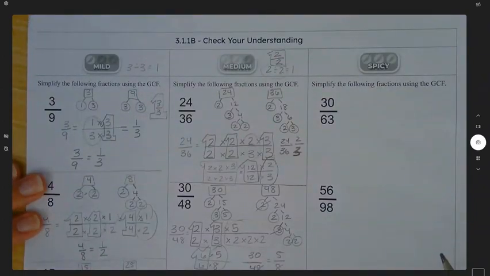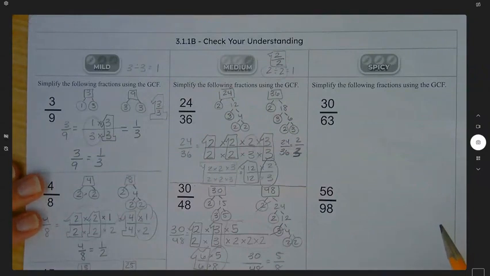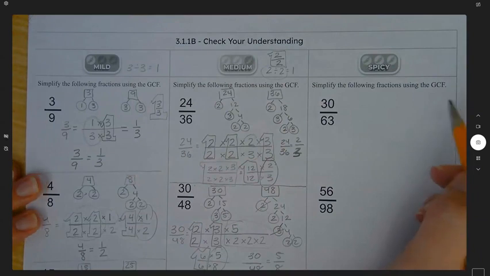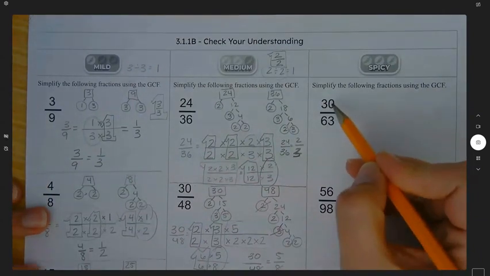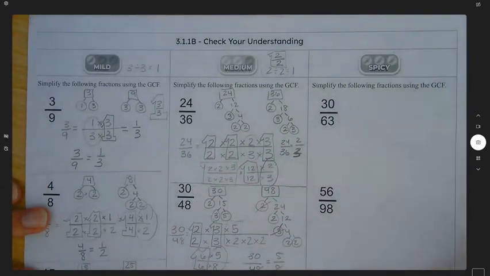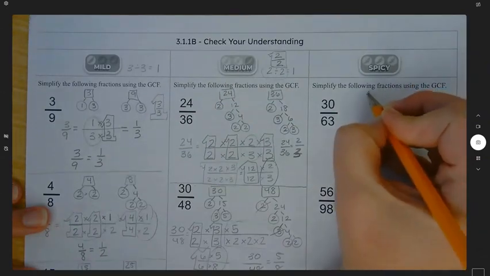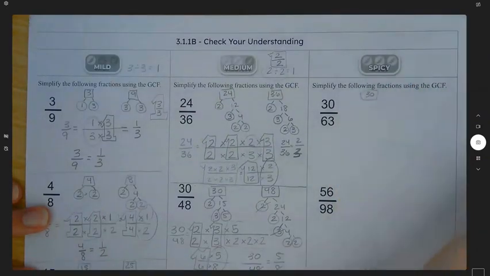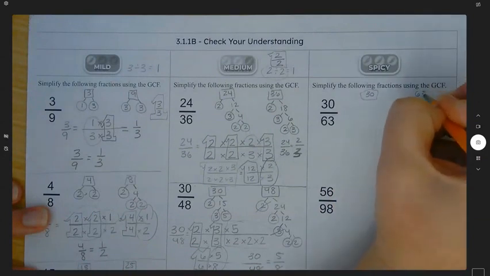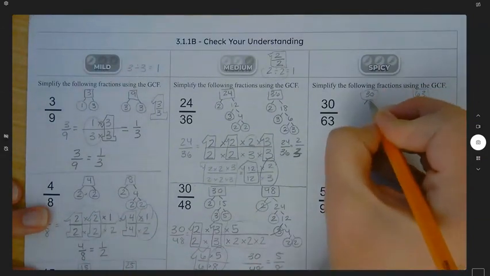Check your understanding for 3.1.1b, which deals with simplifying fractions using the GCF, or the greatest common factor. So let's take a look at our fraction 30 over 63. The first step is doing factor trees for both of the numbers in our fraction.